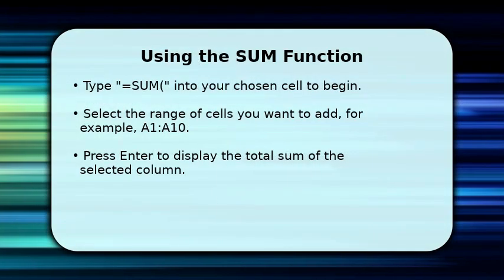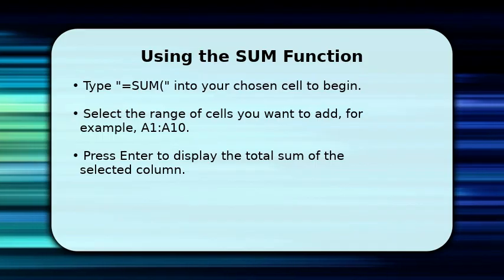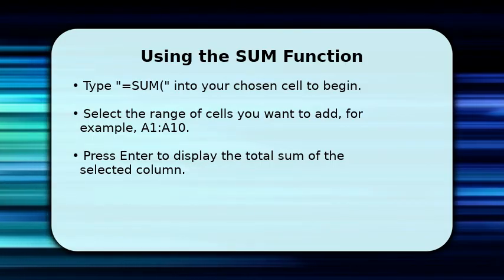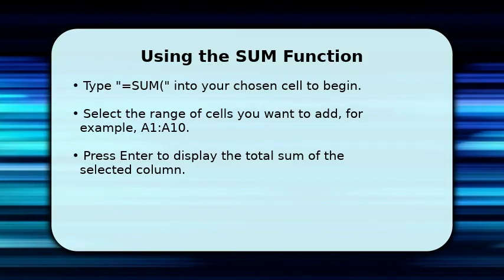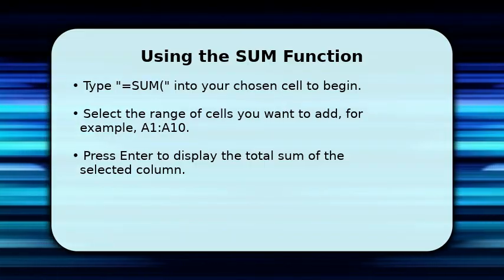The SUM function is Excel's most common way to add numbers. After typing equals sum into your target cell, simply click and drag your mouse to select all the cells you want to include in the sum. For instance, if you need to add values from cell B2 to B15, your formula will look like equals sum B2, B15. Close the parenthesis and hit enter, and Excel will instantly calculate the total for you. It's a straightforward and powerful tool.